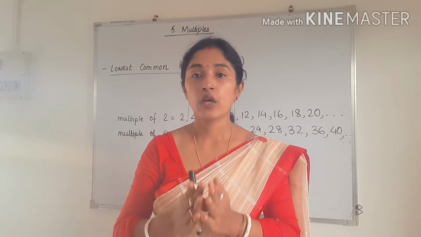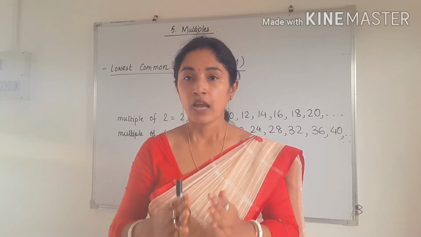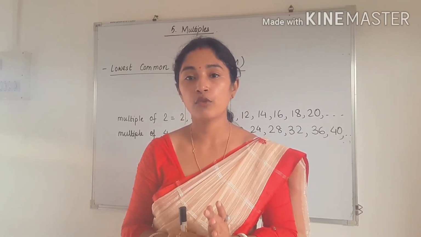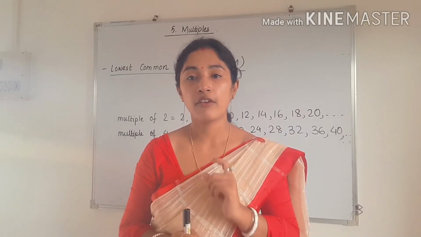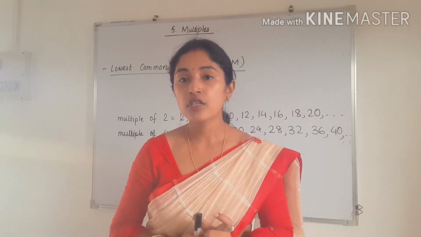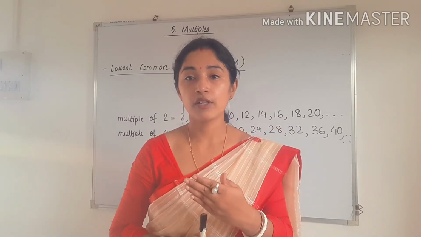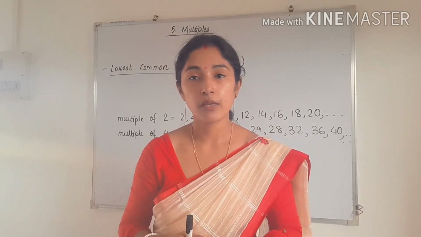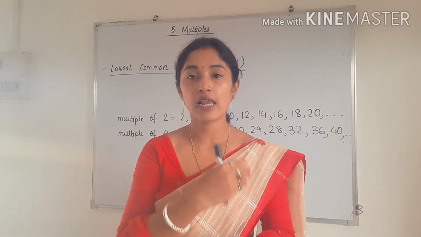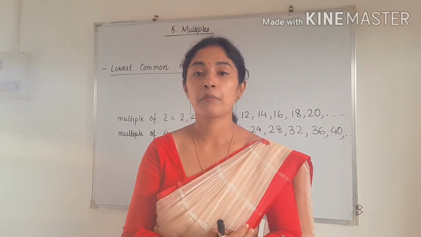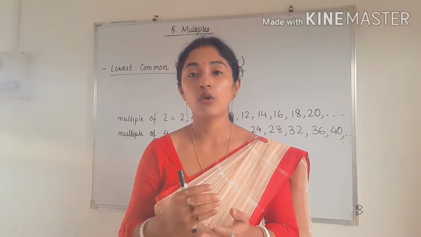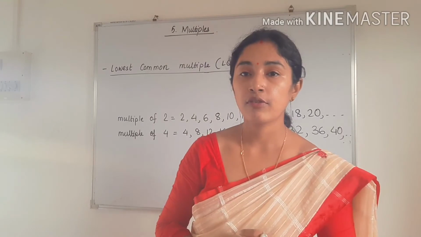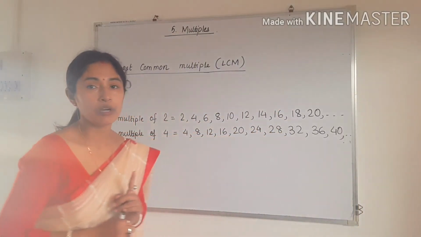First of all there will be 2 or 3 numbers given, and you have to find the multiples of every number. Then you have to see which are the common multiples among the given multiples, like already we have done in our previous examples. Then next step you have to find the lowest amongst them. That will be the lowest common multiple. I have taken one example for lowest common multiple.